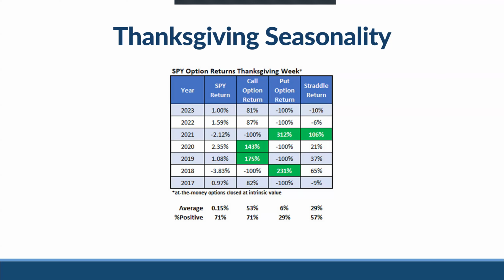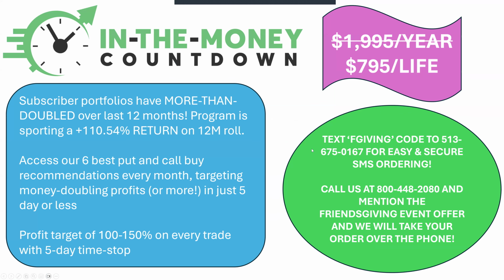All right, here he breaks down option returns for Thanksgiving week. So he just did at the money options, closed at intrinsic value. He's just looking at the SPY option, so it's just at the money. And this is the returns on those at the money options. So we have the call option return right there, and the put option return, and a straddle return. So kind of produces some volatility.